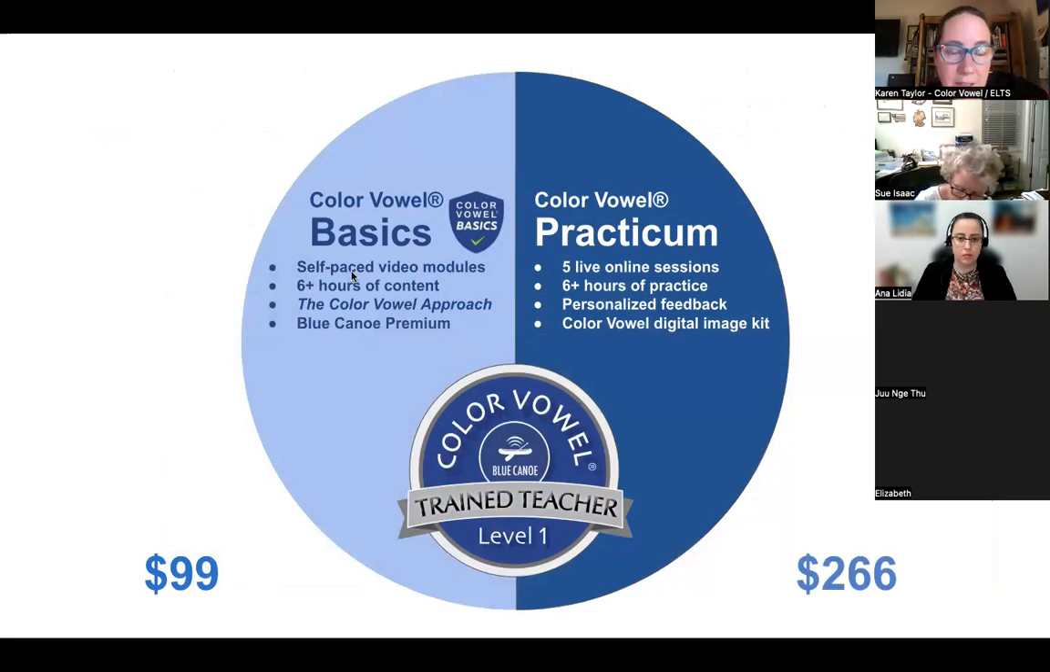It is on demand. This is a $99 course. I'll be giving you links for that. And you can buy that now and be basically trained in 6 hours of video modules with quizzes that follow for your comprehension. You receive a digital copy of the Color Vowel approach, and you also receive access to Blue Canoe's premium version. That's the student version.